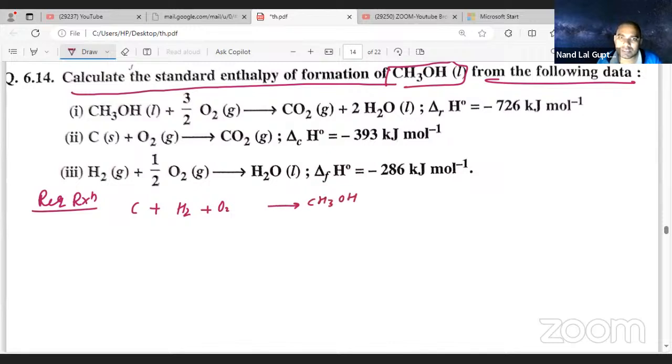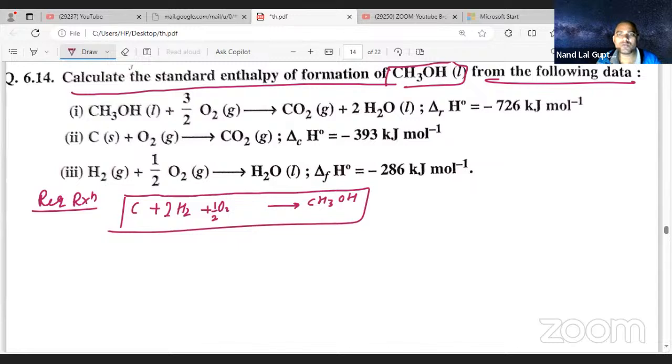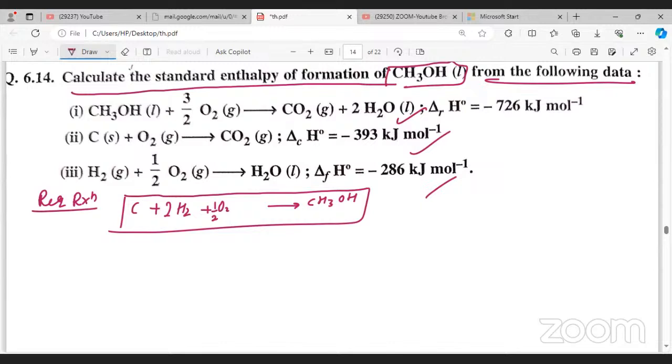How many hydrogen required? 4, which means 2 mole H2. How many oxygen required? 1, which means half mole O2. This is the required reaction. You do such arrangement by using these three equations so that you get the required reaction. Others will cancel.